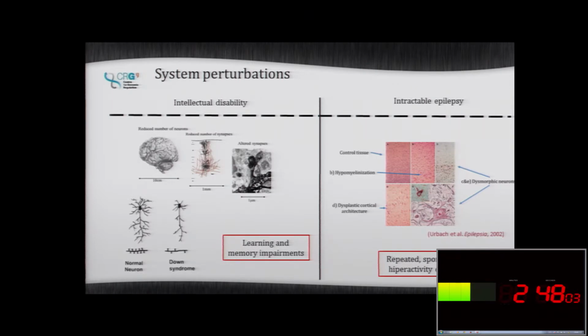In the intellectual disability mouse models, for example, we have Down syndrome, where we have alterations from the synapses to the long-range connections, and importantly, in the structure of the neurons and the number of contacts that they are doing that is smaller. And this leads to learning and memory impairments. In the intractable epilepsy case, what we have is also dysmorphic neurons, altered architecture in the cortex, and also hypomyelinization. And this leads to spontaneous activity episodes in regions that are the focal regions for epileptic seizures.